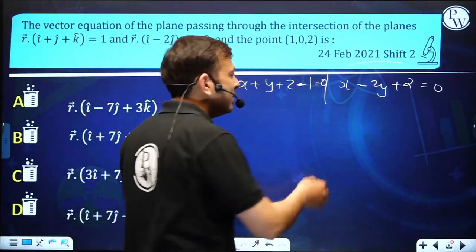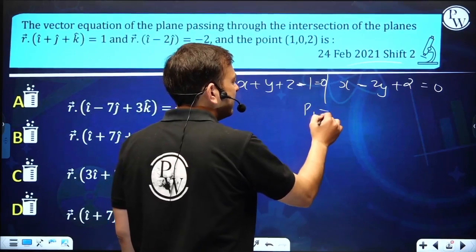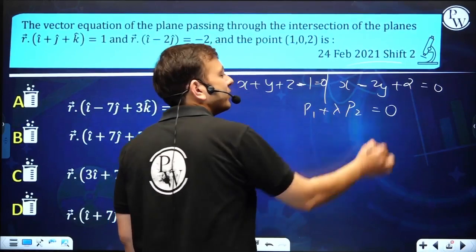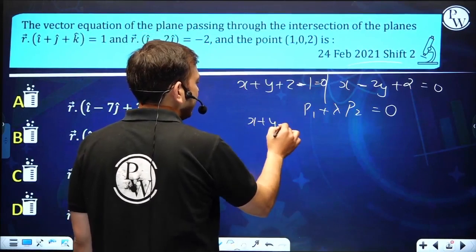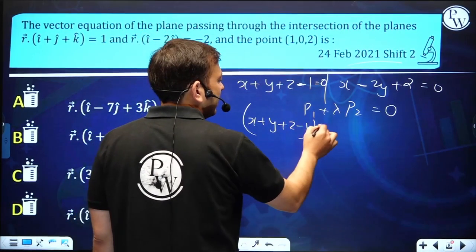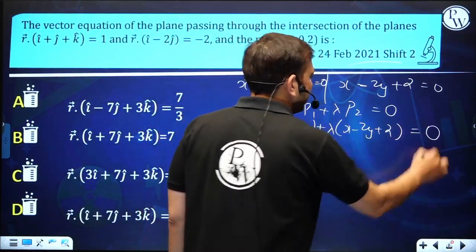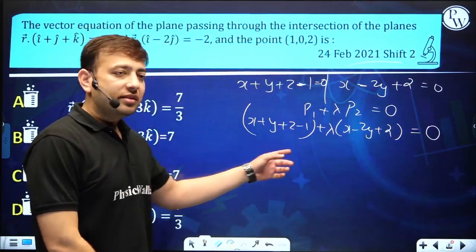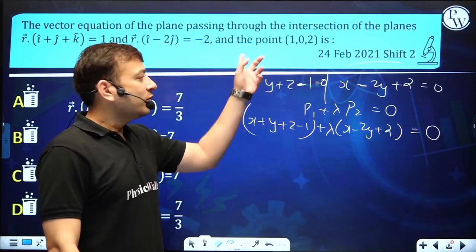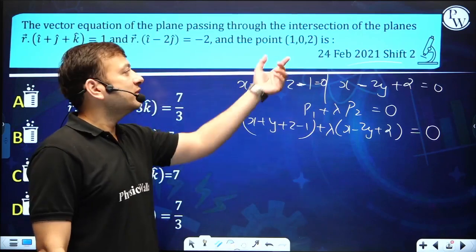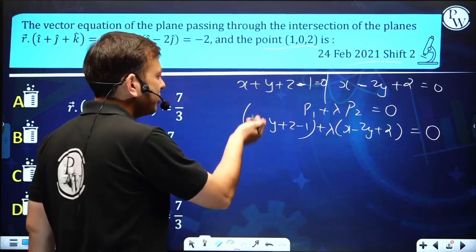Now, if you remember, all the planes passing through the intersection of this plane are given by P1 plus lambda P2. Right? So, x plus y plus z minus 1 plus lambda times (x minus 2y plus 2z) is equal to 0. This is the plane which is found by the intersection of those two planes. Now, for finding lambda, they will give you something. They have given that this point is passing. So, simple question. Substitute this point.